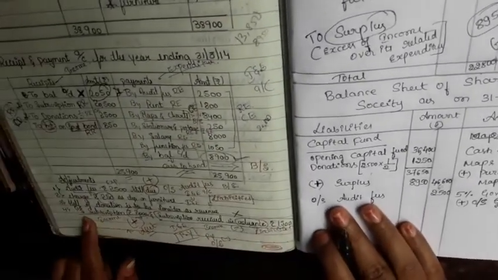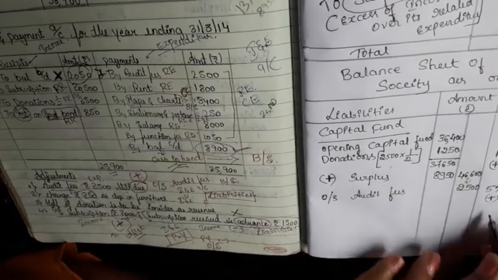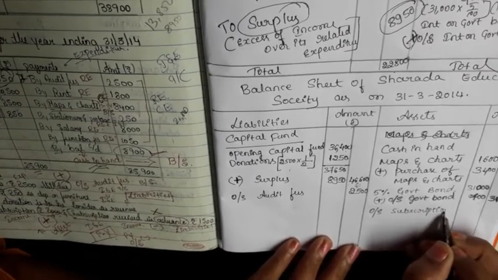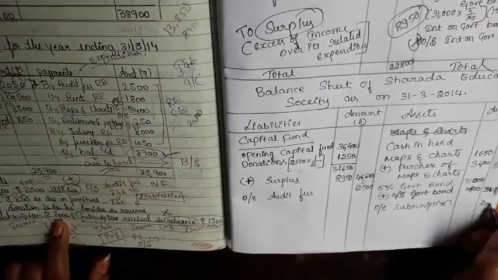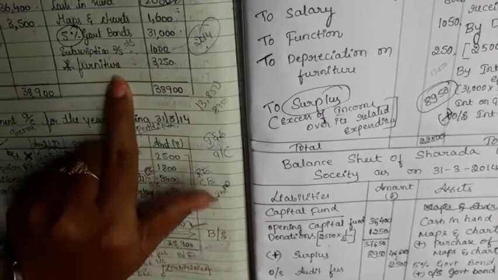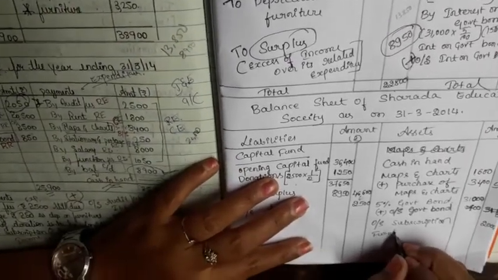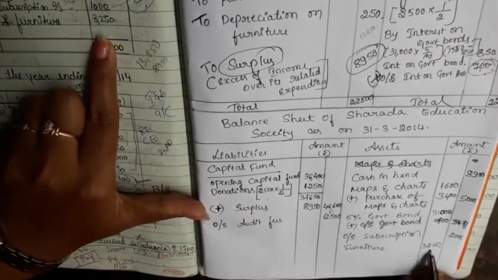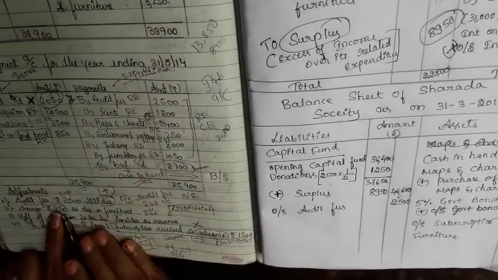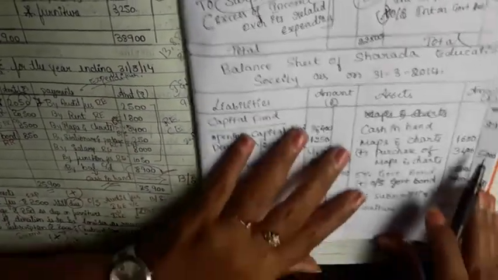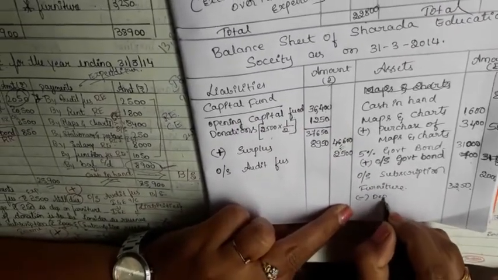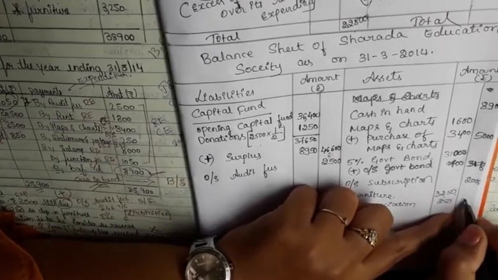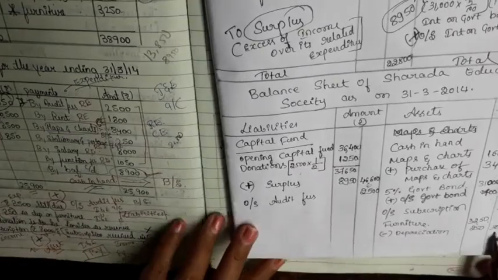Next one is outstanding subscriptions. There is outstanding subscription even in the present year, that is rupees 2,000. Next one is furniture. Star mark means there is an adjustment. Furniture is rupees 3,250. Adjustment: charge rupees 250 as depreciation on furniture. Minus depreciation 250. The value of furniture for the present year is rupees 3,000.